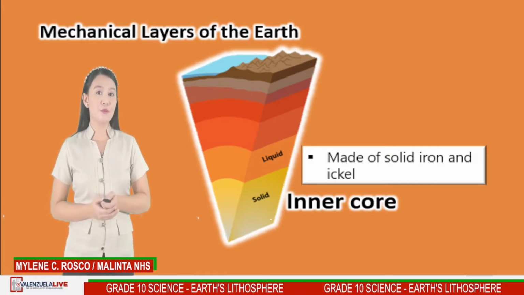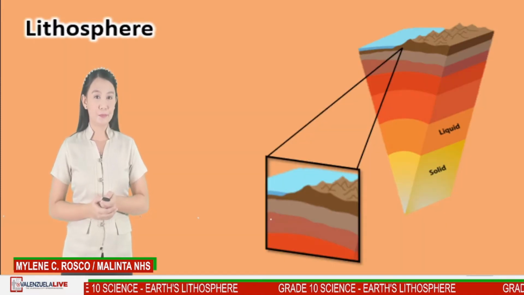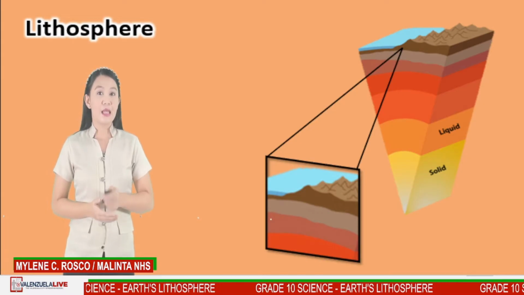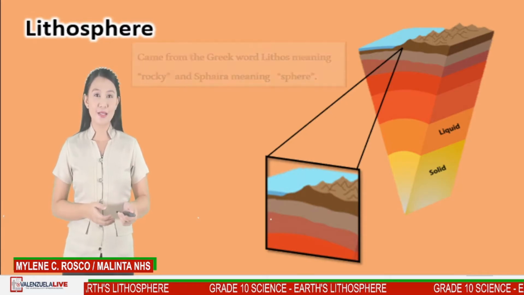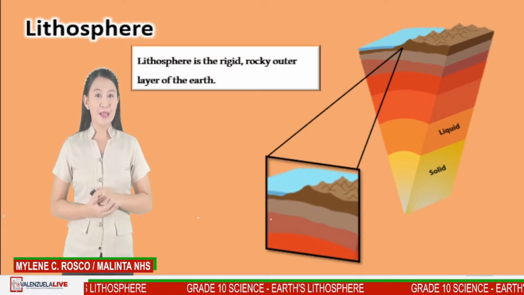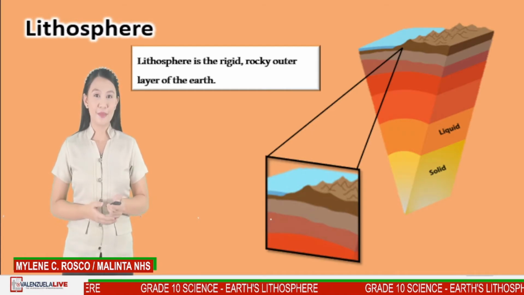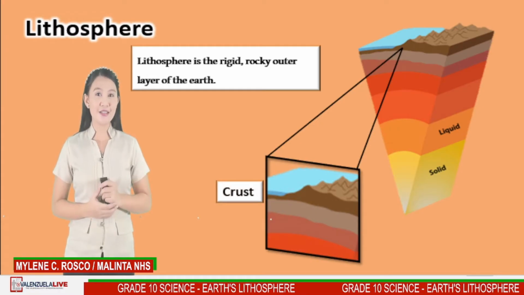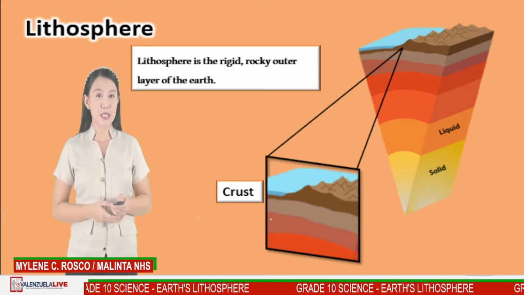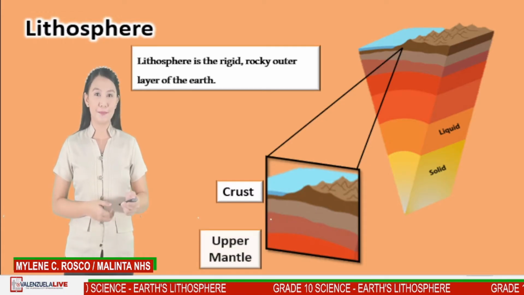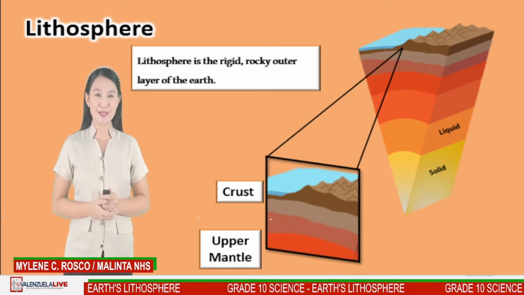Now let's go with the lithosphere. Lithosphere came from the Greek word lithos, meaning rocky, and spira, meaning spear. Lithosphere is the rigid outer layer of the Earth consisting of crust and the solid outermost layer of the upper mantle. And it extends to a depth of about 100 kilometers.